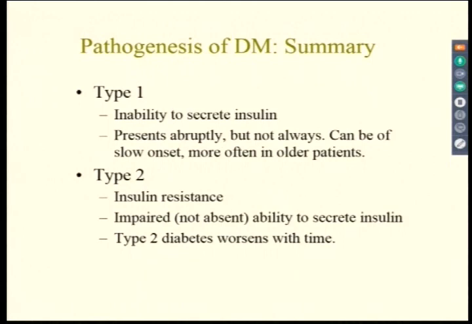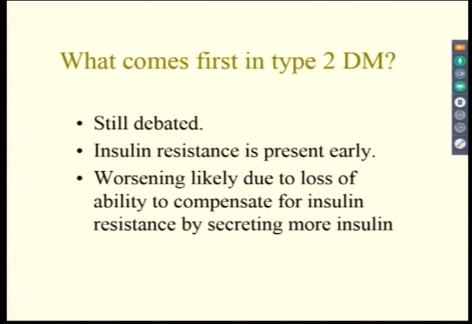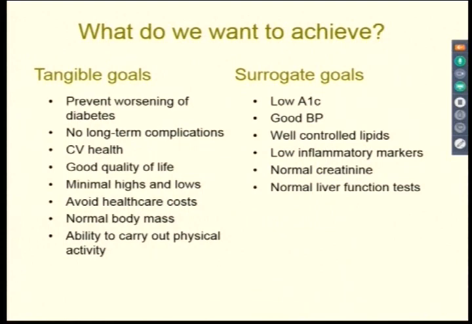Type 2, as you know, is insulin resistance associated with the impaired but not the absent ability to secrete insulin. The other thing that we appreciate more and more as we go along is that type 2 diabetes worsens with time, probably because the ability to secrete insulin does not keep up with the insulin resistance. What comes first is still somewhat debated, but it seems clear that the worst defect initially is insulin resistance. It's present early, and worsening is due to the inability to compensate by continuing to struggle to make enough insulin to overcome that resistance. What do we want to achieve?